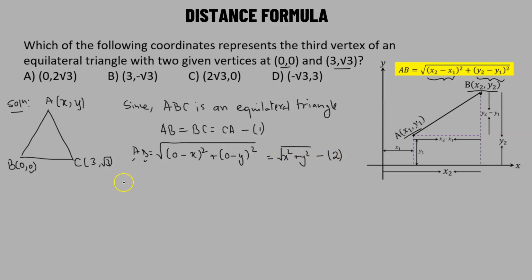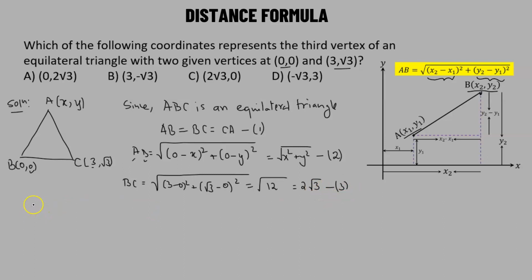Now we will try to figure out the value of BC. So BC is going to be equal to the square root of, we do C minus B, so we have 3 minus 0 squared, added to square root of 3 minus 0 squared. This will be equal to 3 squared, which is 9, and square root of 3 squared, that's 3. 9 plus 3 is going to be 12. So we have 2 times the square root of 3. So let this be number 3.